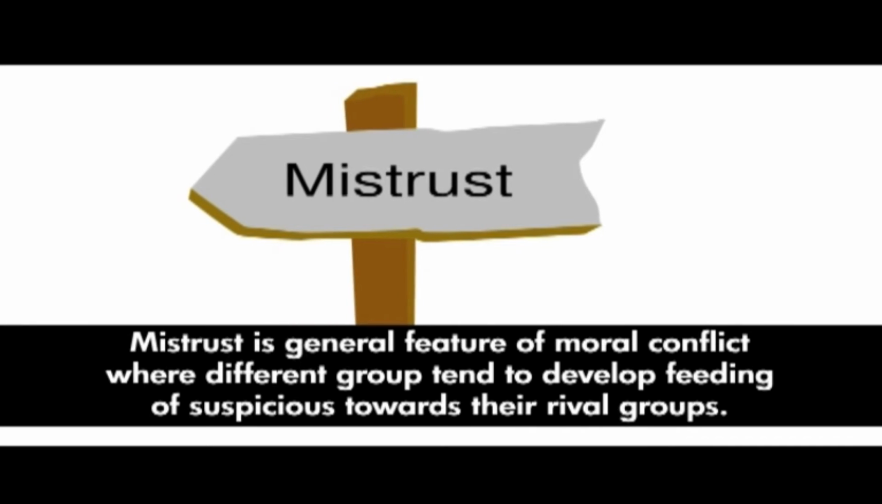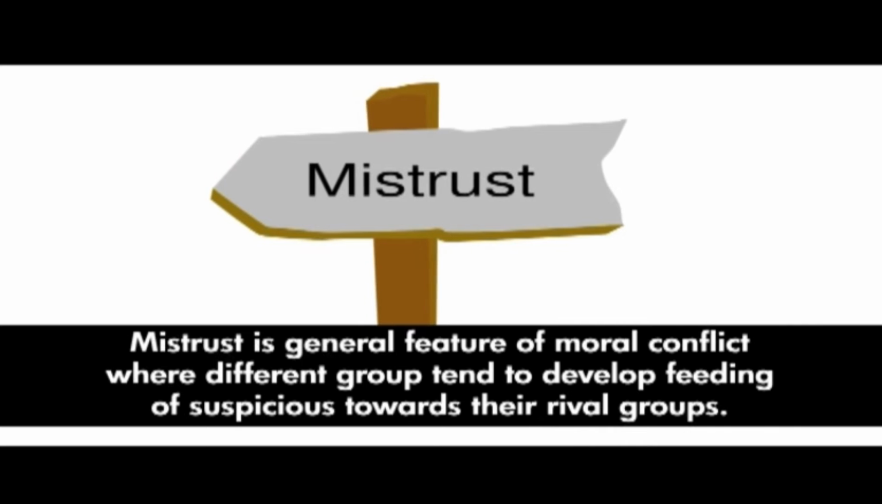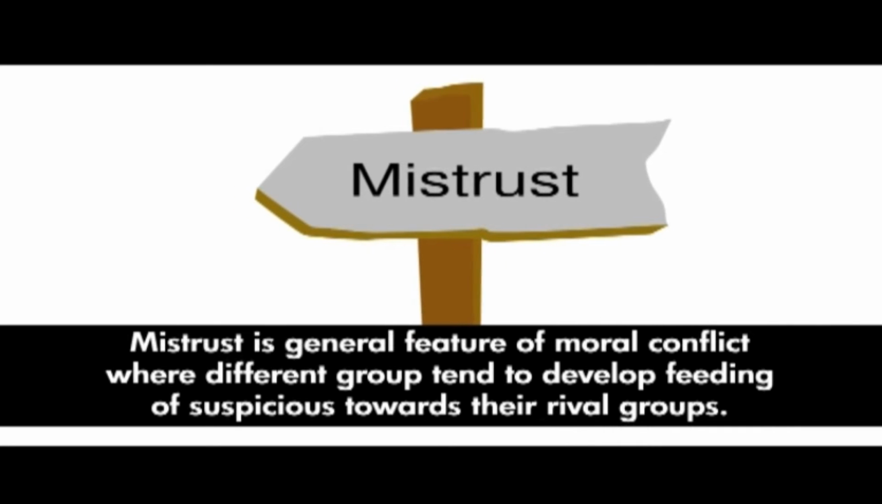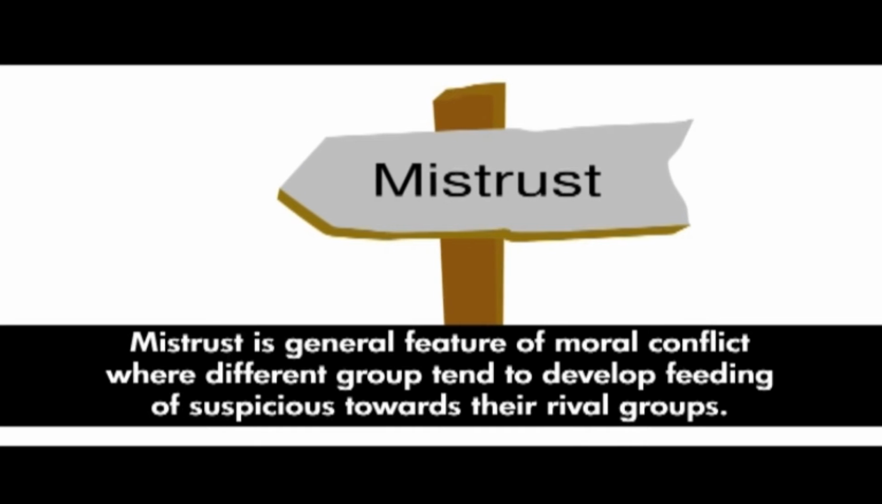Mistrust. This is another general feature of moral conflict, where different groups tend to develop feelings of suspicion towards their rival groups.